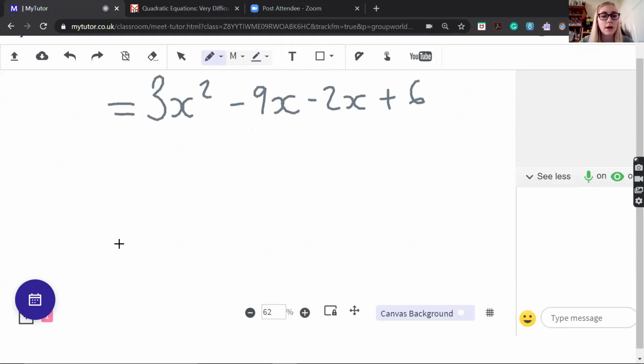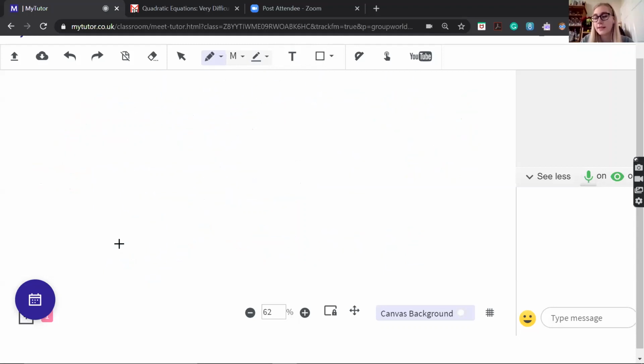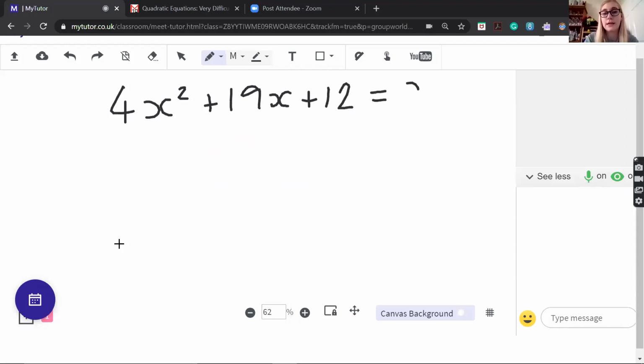Cool. Now let's have a look at when these things are in equations. So in doing this, we're also going to have a look at another slightly tricky example. 4x squared plus 19x plus 12 equals 0. So it's in our equals 0 form. Lovely. That means we can go ahead and factorize this, and then we'll be able to solve it because that's equal to 0. So there's no rearranging to do first. We'll just jump straight in.